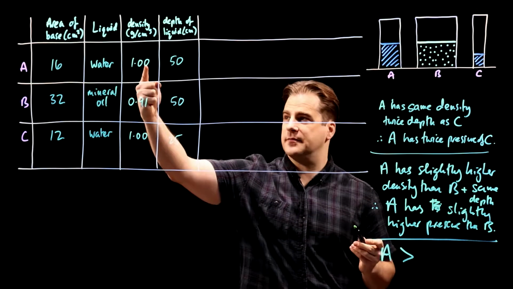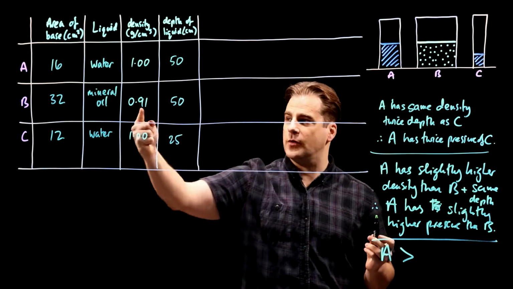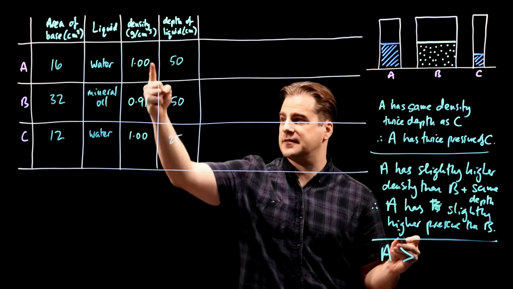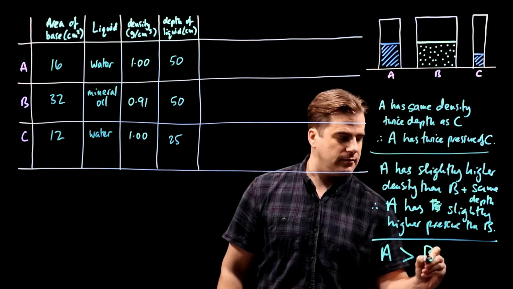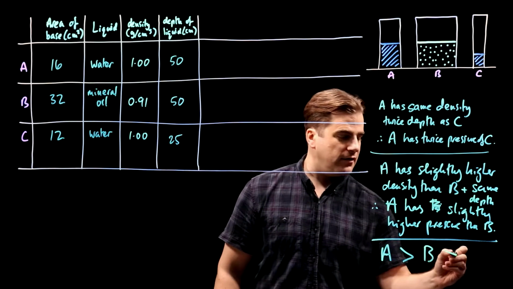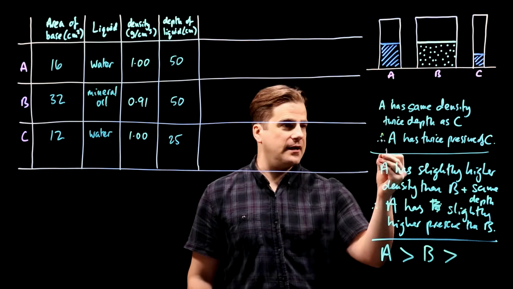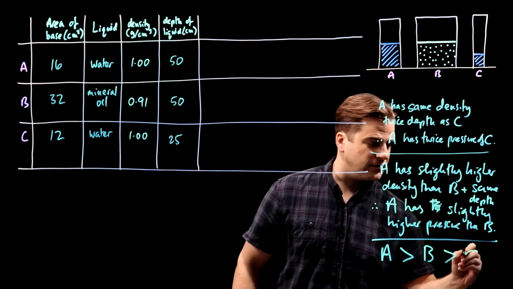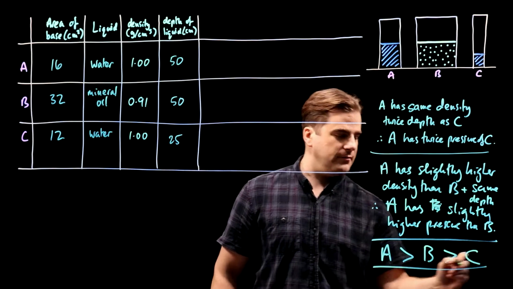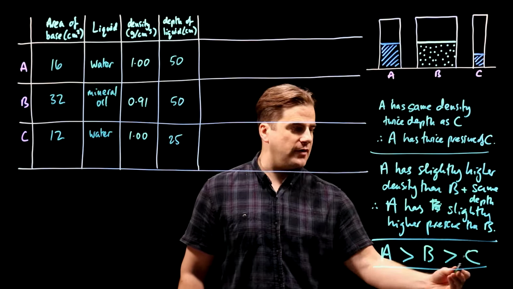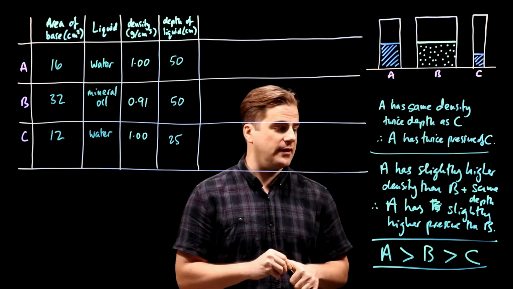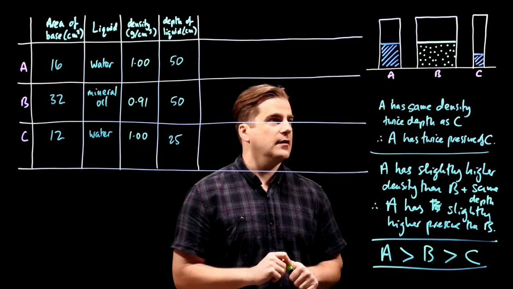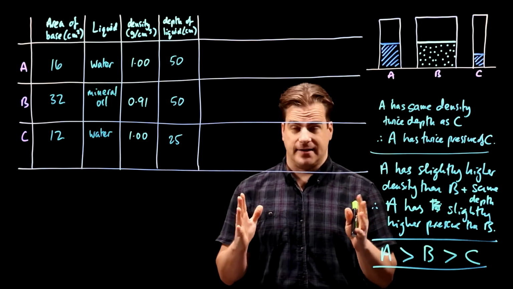A has, because of the 1 to 0.91, a slightly higher pressure than B. So B is next. And then A has twice the pressure of C, so C has the lowest pressure. Okay? So that is how you would explain it. Okay, and that would get you the 3 marks. Now, let's calculate it, okay?